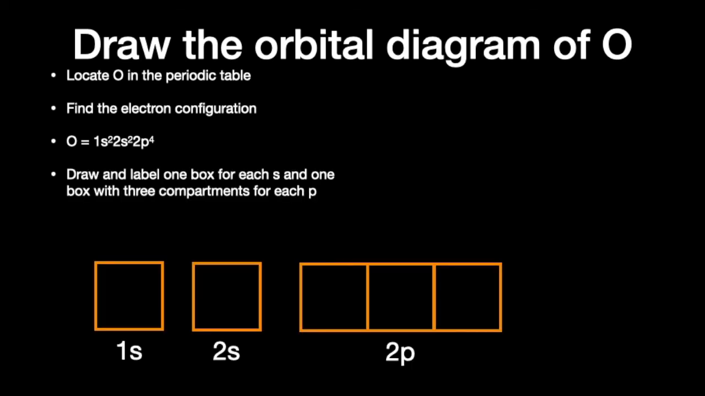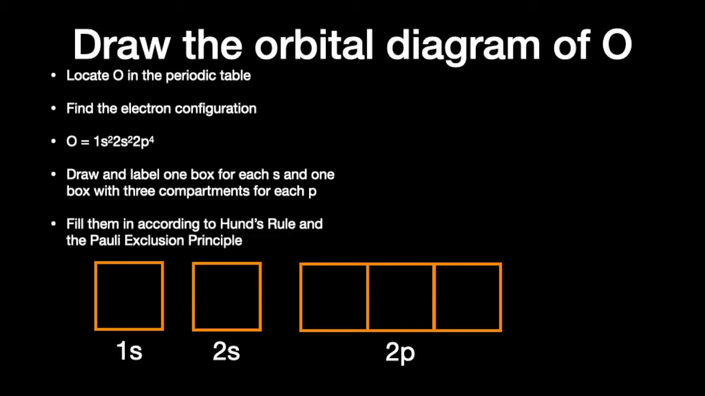Now what we do is we draw and label one box for each s and one box with 3 compartments for each p. Okay, so we have the 1s, just a box, the 2s, just a box, and the 2p, a set of 3 boxes that are conjoined there. Next, we want to fill the electrons in according to the Aufbau principle. We fill from left to right, and then we want to use Hund's rule when necessary, and of course the Pauli Exclusion Principle when necessary.